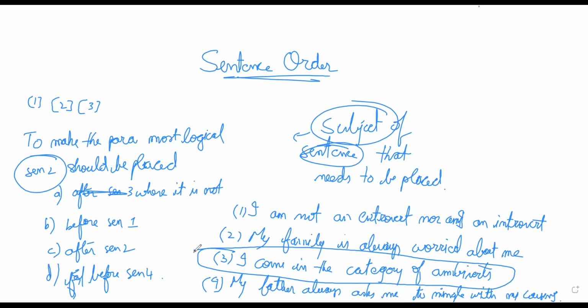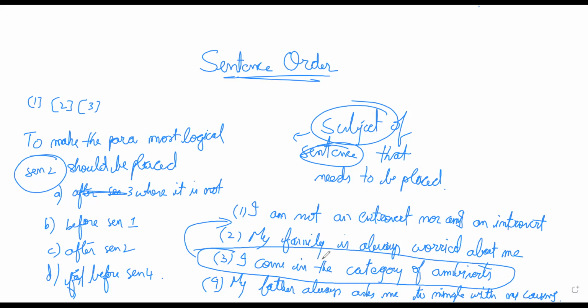Why? Why not where it is now? Because the subject is related, the subject is about the category of extrovert. Correct. Like I explained, you're supposed to place it around the subject where it is already being discussed. So it should be after sentence 1. That is one reason for answering it.